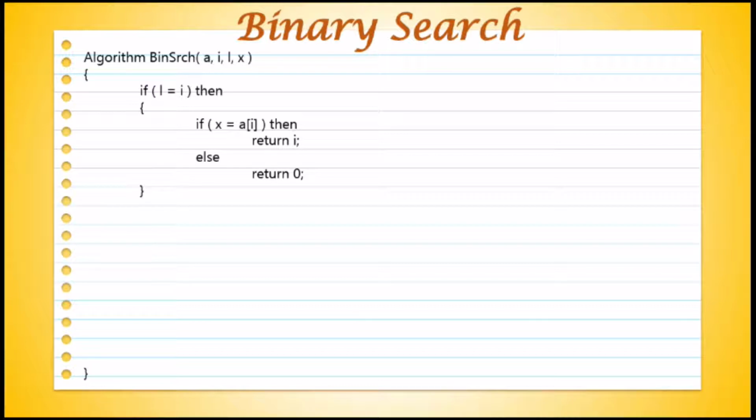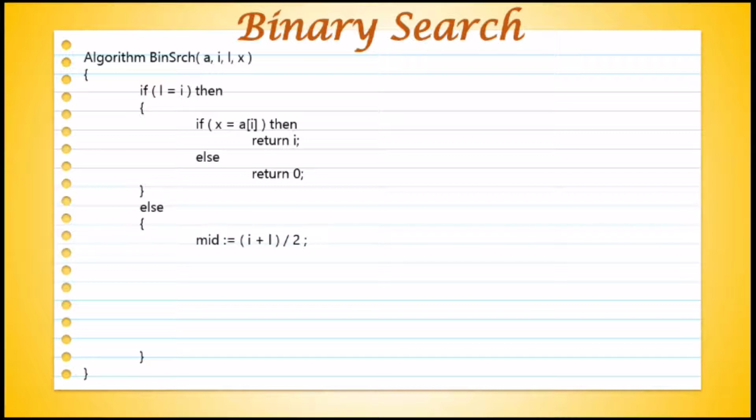So if there are more than one element in the list, then you can use the divide and conquer strategy. So if I is not equal to L, then you can execute the else part. So in the else part we will search the element using the divide and conquer strategy.